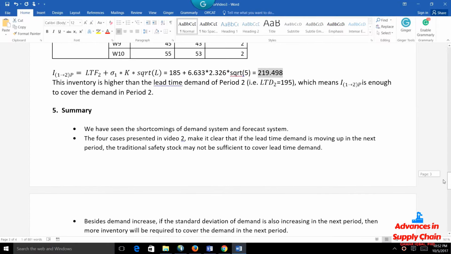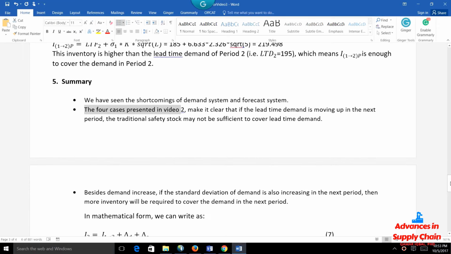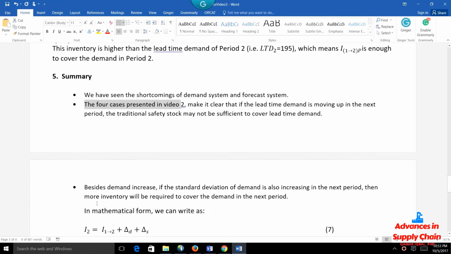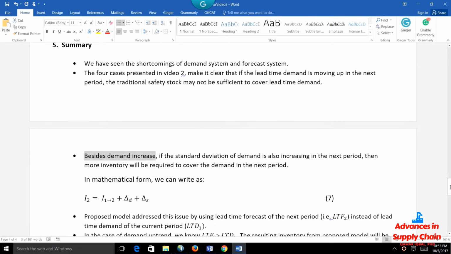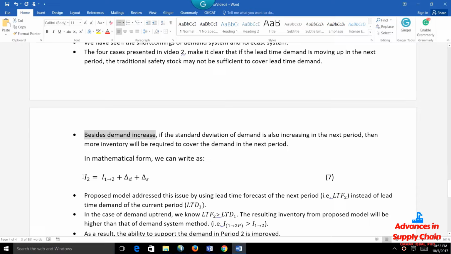Okay, so what is the summary? What's the takeaway? We have seen the shortcomings of demand system and forecast system in my previous video, from case 1 to case 4. The 4 cases presented in video 2 make it very clear that if the lead time demand is moving up in the next period, the traditional safety stock won't be sufficient. I already talked about that. Besides demand increase, if the standard deviation of demand is also increasing in the next period, then more inventory will need to be carried, right? It's not rocket science. Just put in the inventory formula.